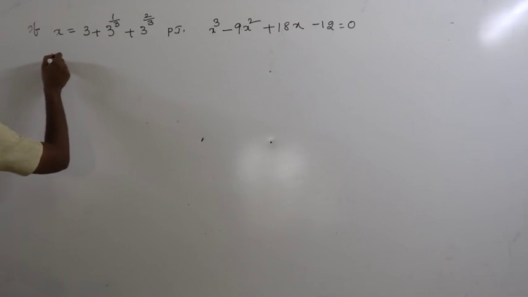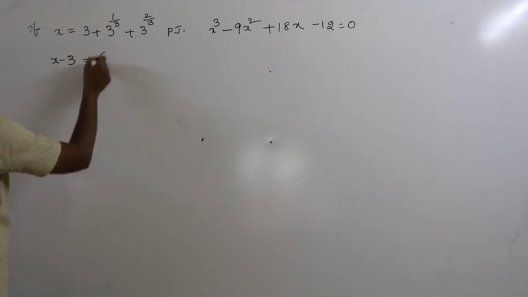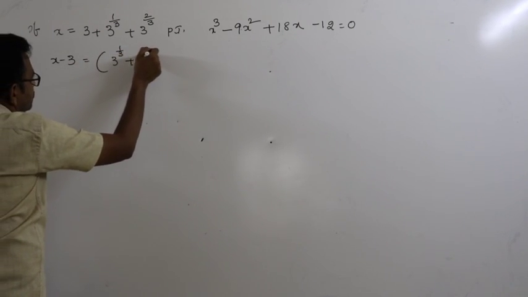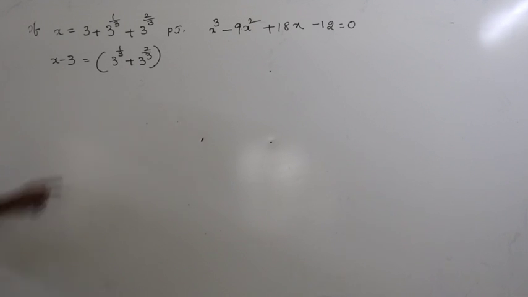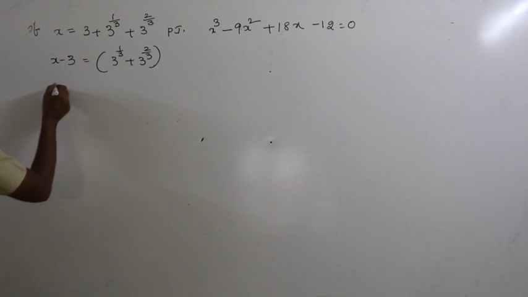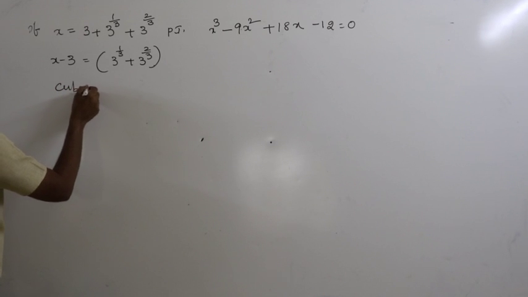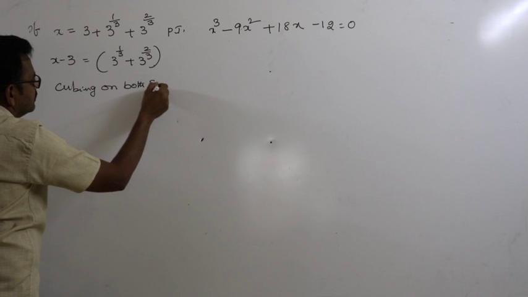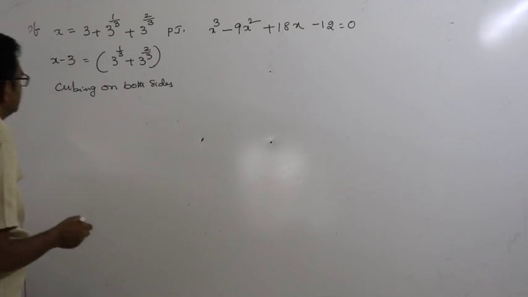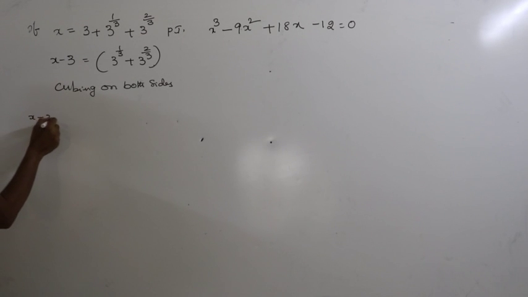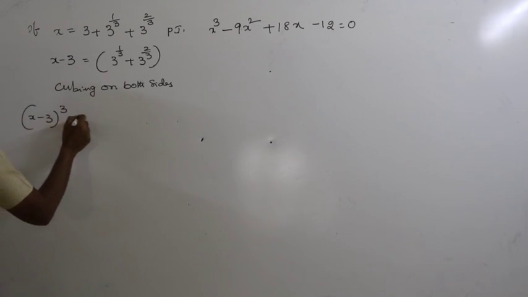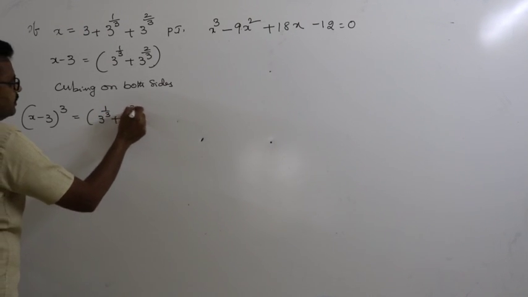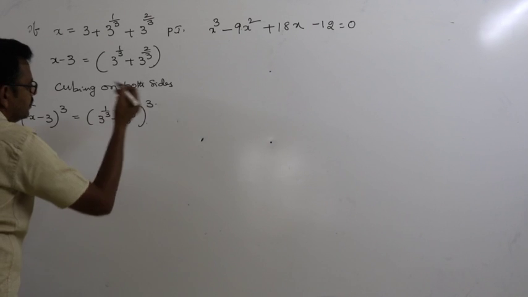So this, right: x minus 3 is equal to 3 power 1 by 3 plus 3 power 2 by 3. Take this side, x minus 3 equal. Now cubing on both sides. X minus 3 whole cube is equal to 3 power 1 by 3 plus 3 power 2 by 3 whole cube.